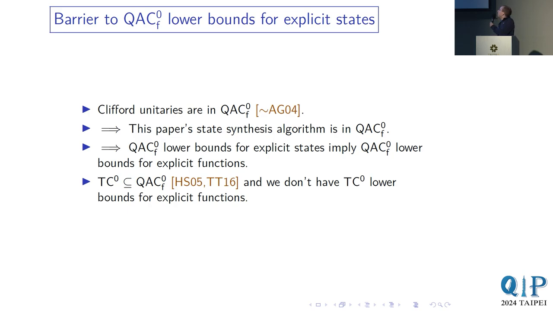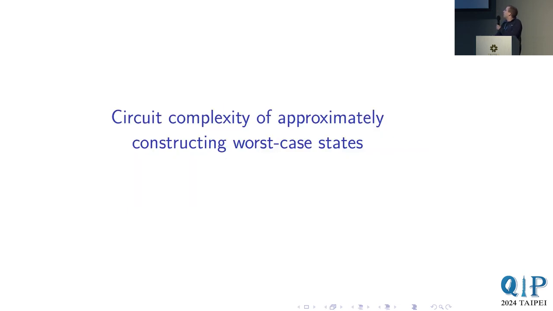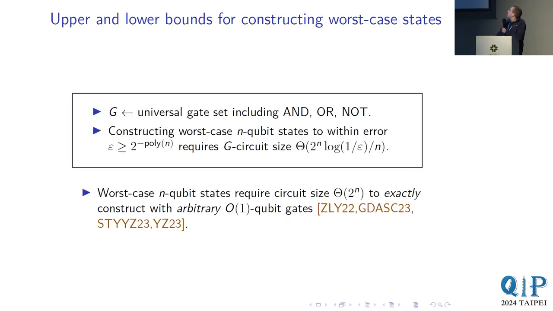And now I'm just going to talk about one more application of the main theorem. This is the circuit complexity of approximately constructing worst-case states. So here's what I show. Fix some universal gate set G, which we just assume is powerful enough to exactly simulate classical computation. Then you can construct any n-qubit state to within error epsilon by a circuit of size 2^n log(1/epsilon) / n with gates from G. So this is an interesting upper bound.